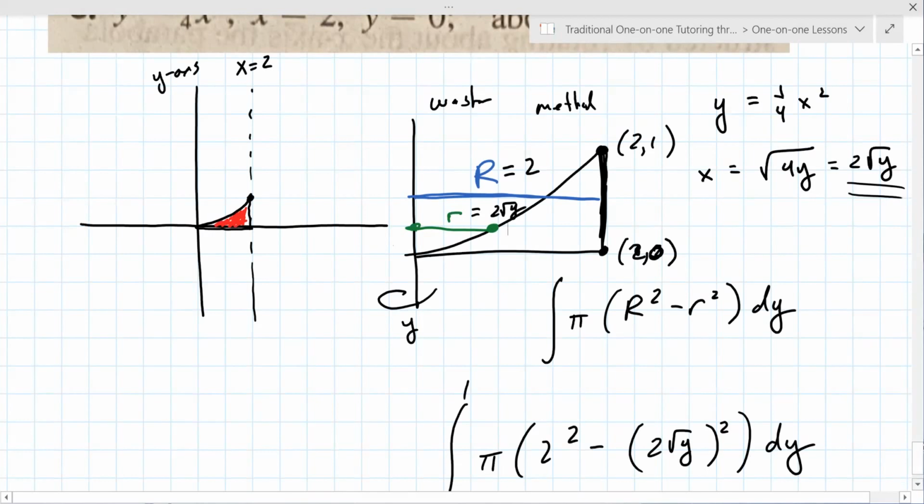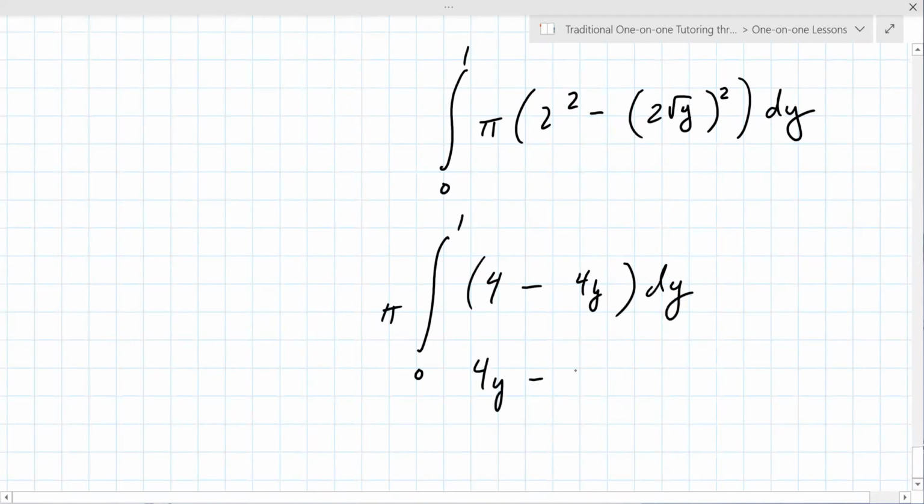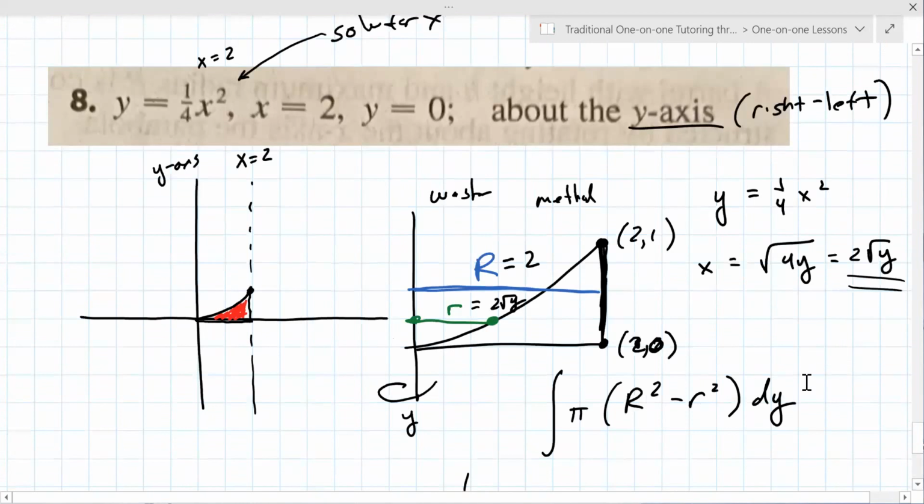Is that okay? All right, so then just a little bit of work here. Pull the pi out. 4 minus 4y dy. So this one's not too bad to integrate. 4y minus 2y squared, evaluated from 0 to 1, and then you got a pi also coming in there. So when you're rotating about the y-axis, you want your intervals to be on the y-axis.